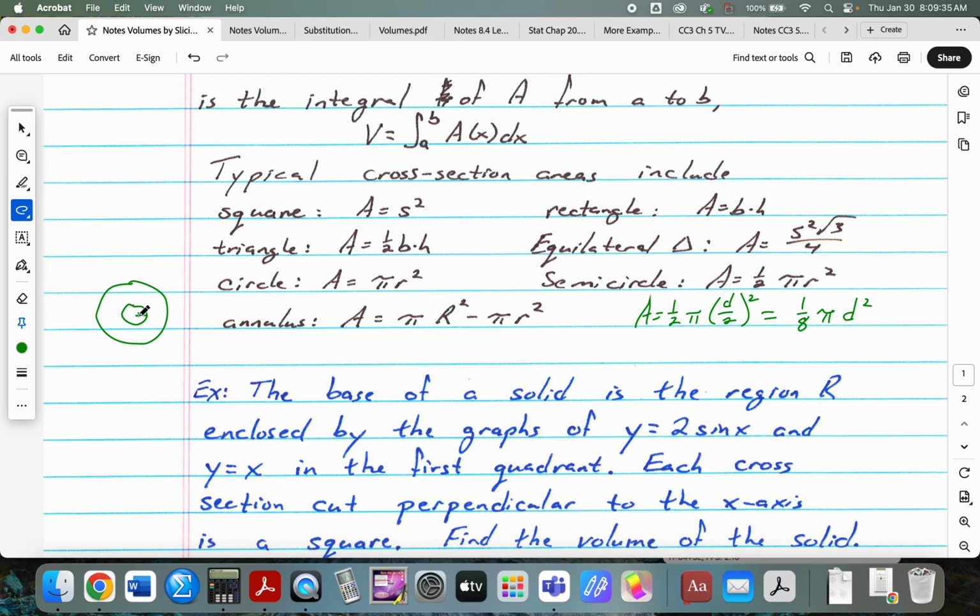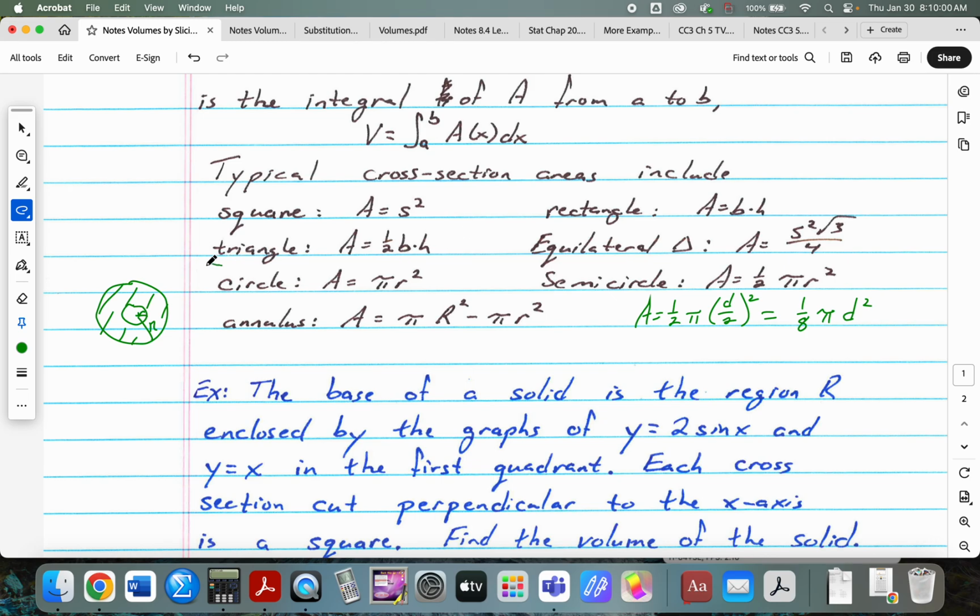There's a radius, which is the distance from the center to the smaller circle. We'll call that little r. And big R will be the distance from the center to the larger circle. And if you think about it, to find the area of that, it's just the area of the big circle minus the area of the little circle. We're just taking that one little piece out.